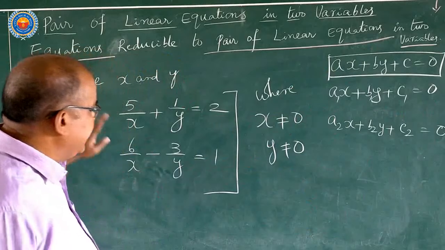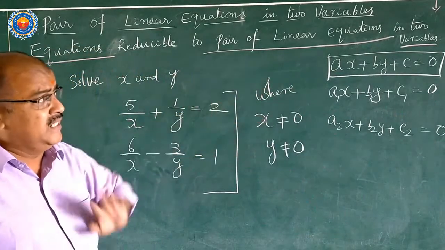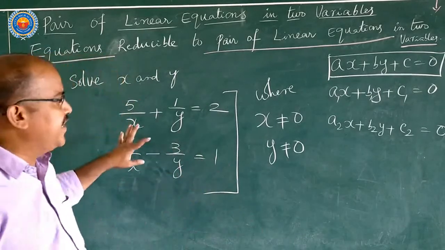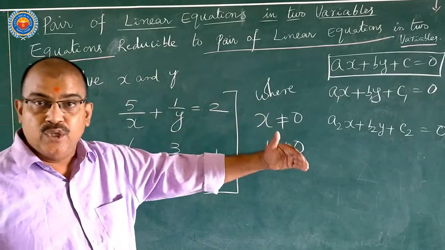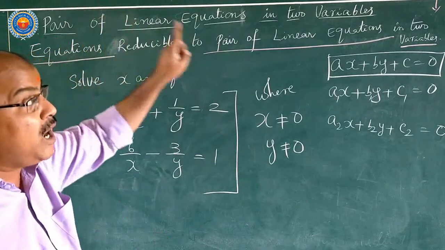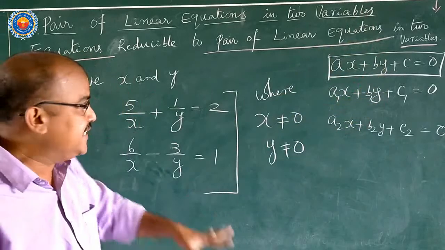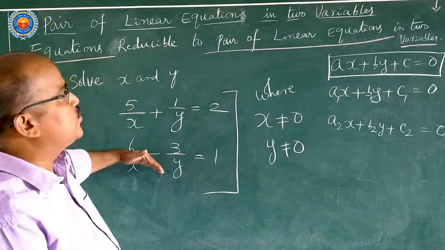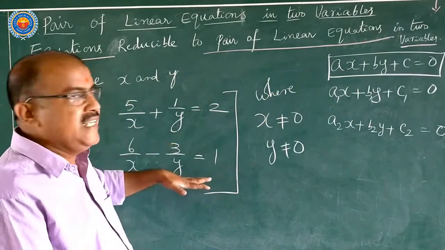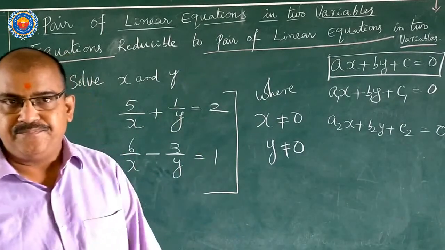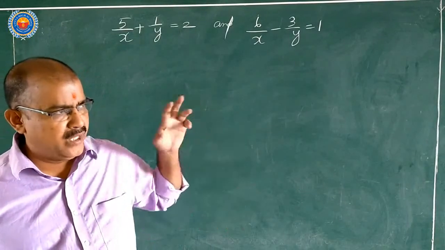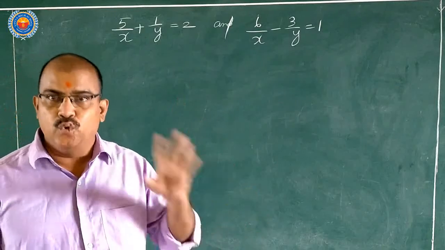Presently, these equations are not in the form of ax plus by plus c is equal to 0. That's why we have to change the given equations into a pair of linear equations in two variables. That's why the heading is equations reducible to a pair of linear equations in two variables. Equations reducible: you have to reduce these equations to a pair of linear equations in two variables. Now I am going to reduce these equations, and I will explain how to reduce.